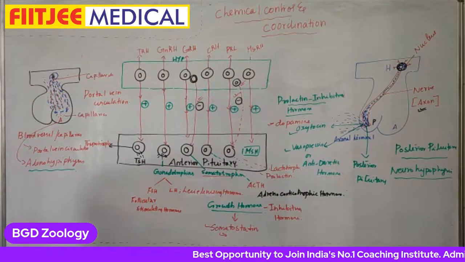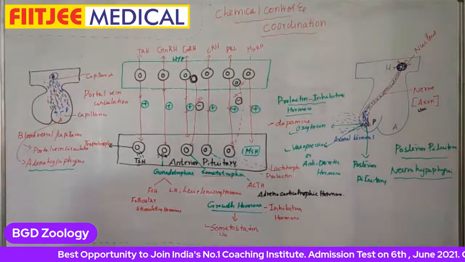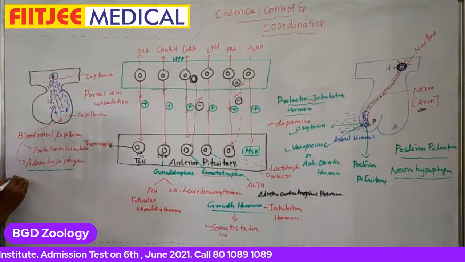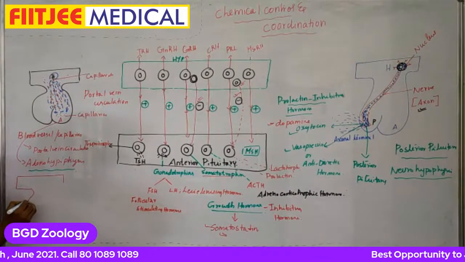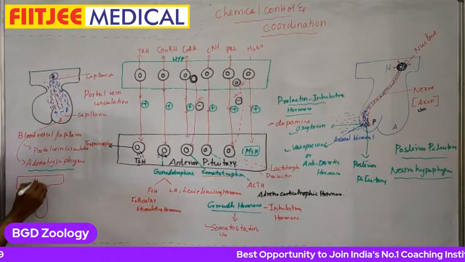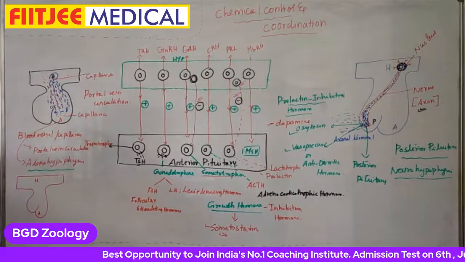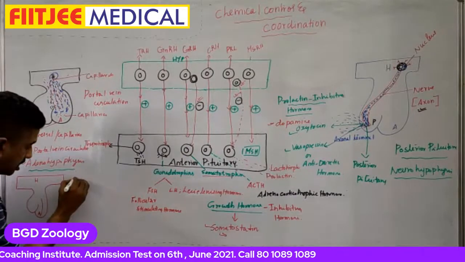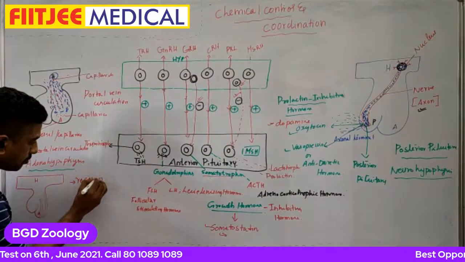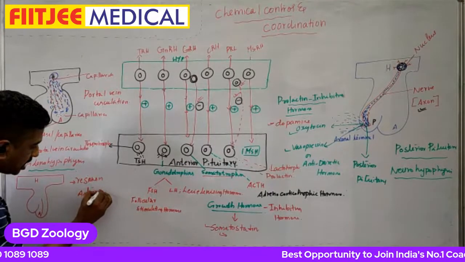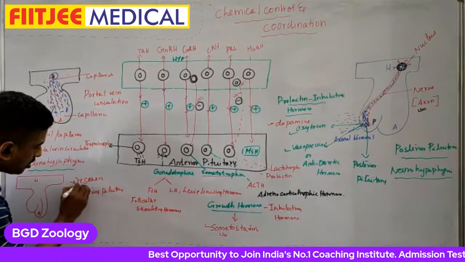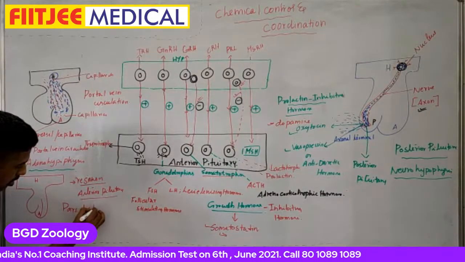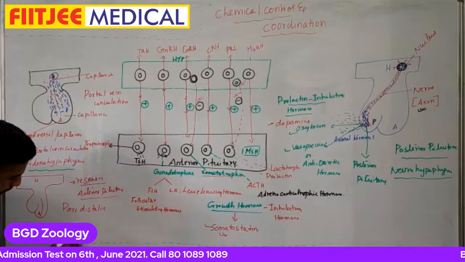Now, what we have to learn next is one more thing we have to understand. So all of you look at this. This is the hypothalamus. This is the anterior pituitary. If you look at the anterior pituitary, there are two regions in it. The one we call pars distalis. The other one we call pars intermedia.